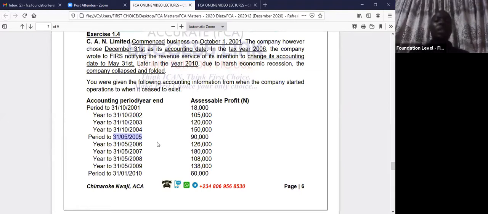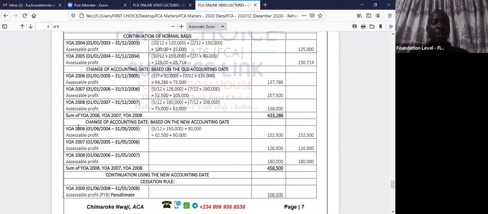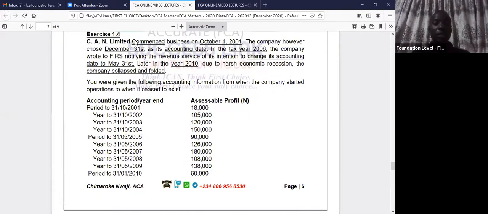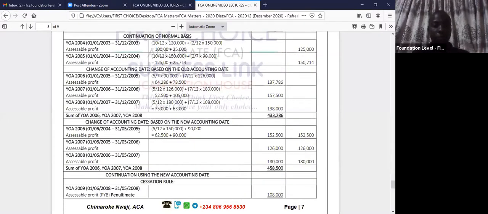But we're going to be doing it based on the old accounting date. The old accounting date is in December. So you start from January 1, 2005 to December 31st, 2005. So that's what we are doing here. Sorry, old accounting date is December, January 1, 2005 to December 31st, 2005.